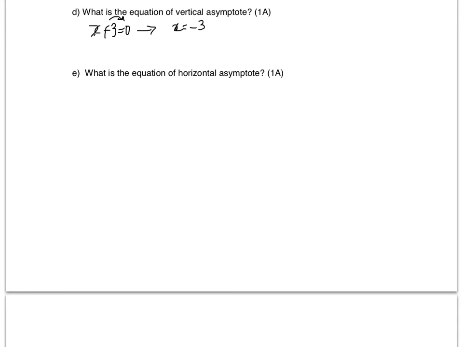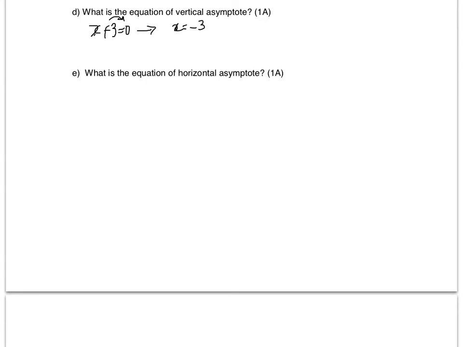What is the equation of the horizontal asymptote? As I mentioned before, for horizontal asymptote, we have to find the highest exponent of the variable in the numerator and the highest exponent of the variable in the denominator, and then we simplify. To do that one, we have to simplify the fraction.